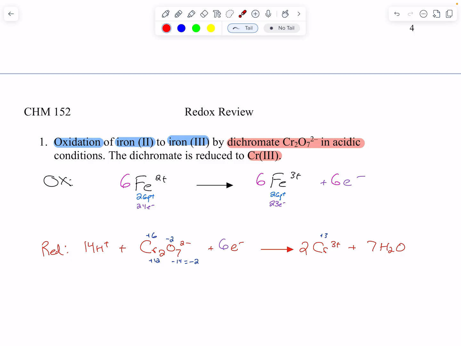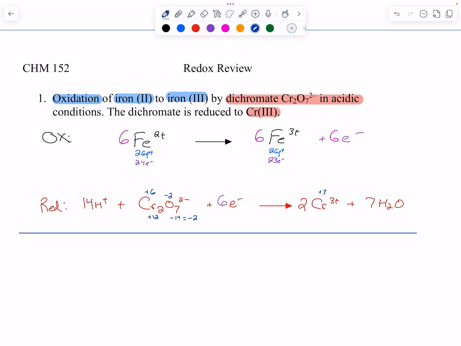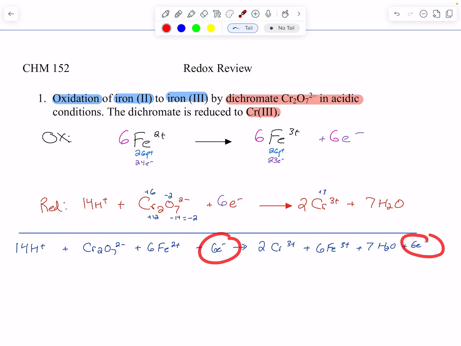All right, now we need to add these two equations up. All right, let's add up. I don't want to use pink. All right, so if we do this, I have 14 H pluses plus Cr2O7 minus plus 6 Fe2 plus the 6 electrons going to 2 Cr3 pluses plus 6 Fe3 plus 7 H2O plus 6 electrons. First thing we need to check, do those cancel? And I would say they do. So gone, gone. Does anything else cancel?